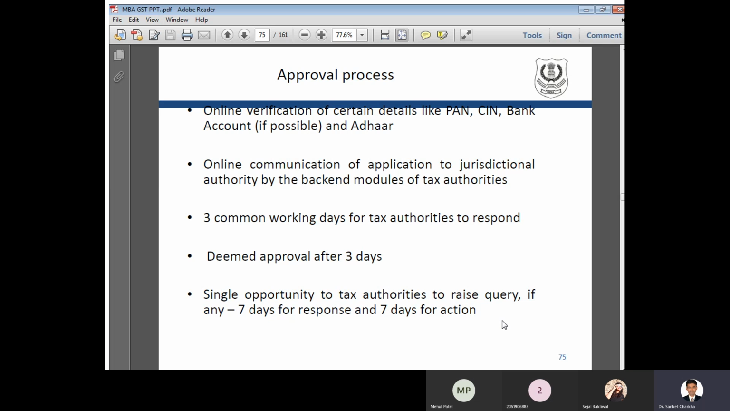So online verification of certain details like PAN, CIN, bank account if possible, Aadhaar card, PAN card, and so on. So all these particular details will be checked and verified by the GST authorities.